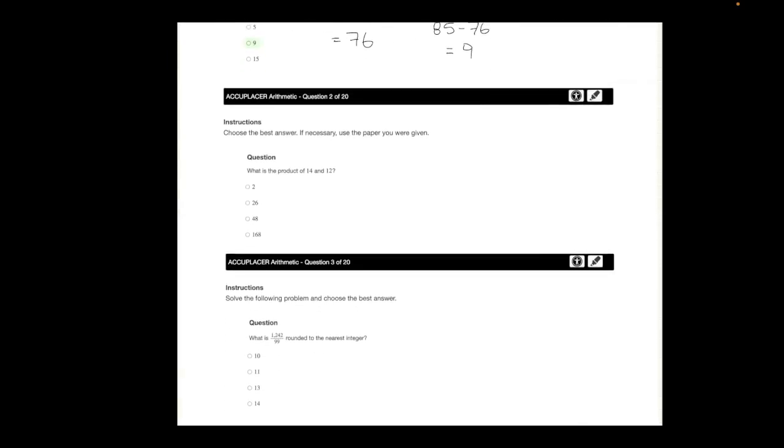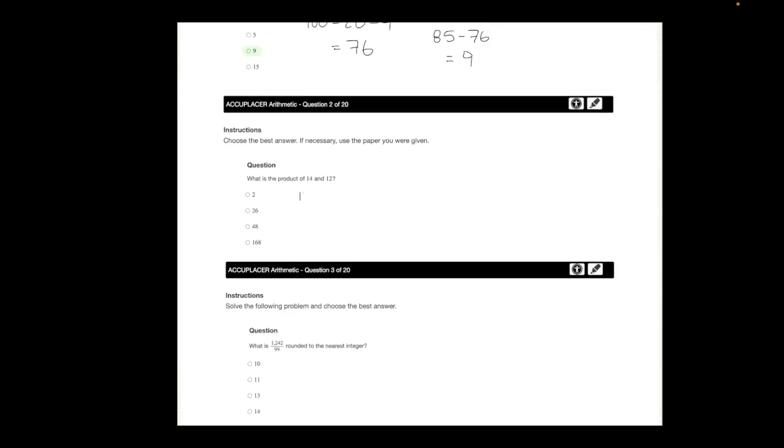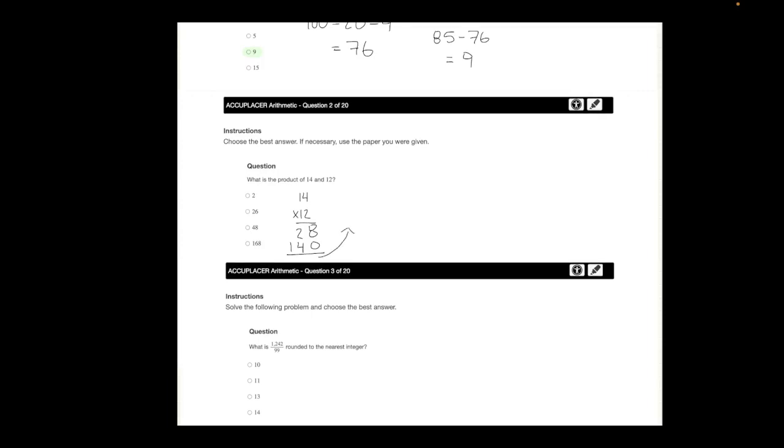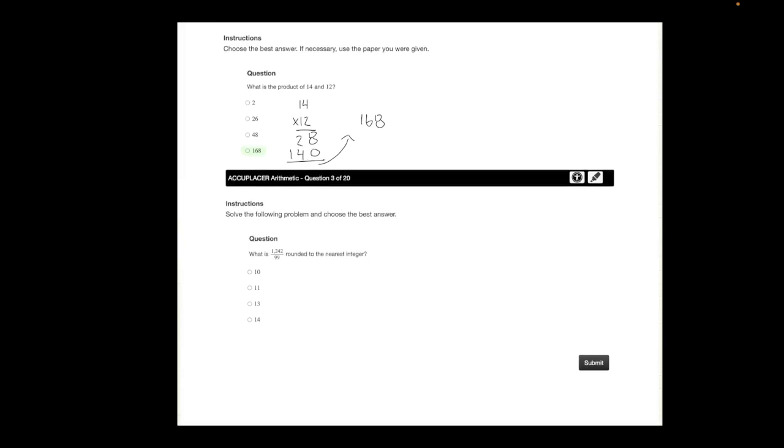Okay, next question. What is 14 times 12? So, as we've done before, we're just going to set up our problem here. 4 times 2 is 8. 2 times 1, 2. Carried down is 0. 4, that's 1. Our final answer, let's write an arrow here since we don't have a lot of space. We have 168. Okay. What is 1,242 over 99 rounded to the nearest integer?